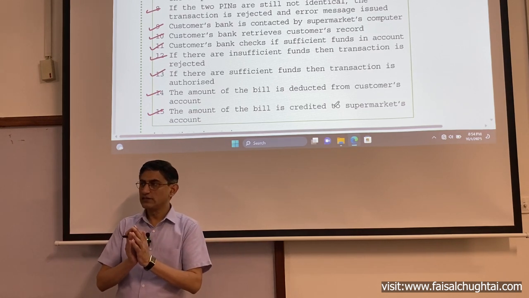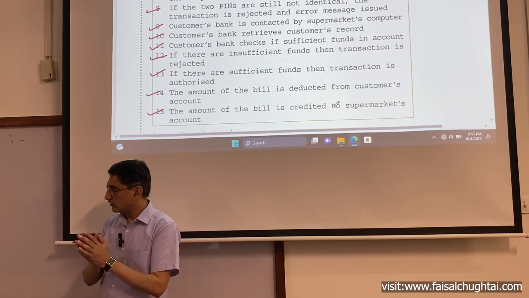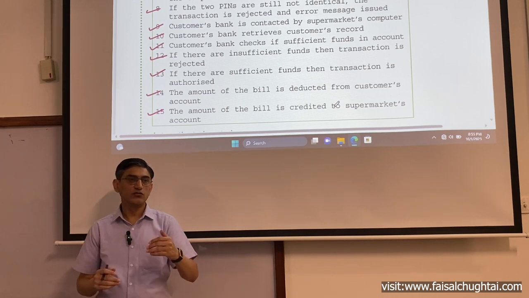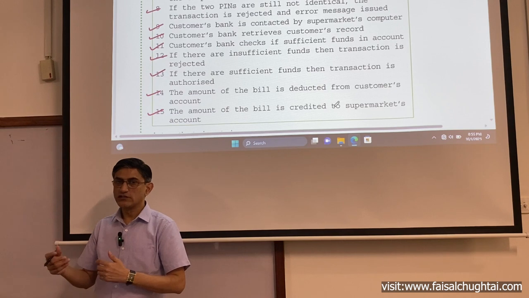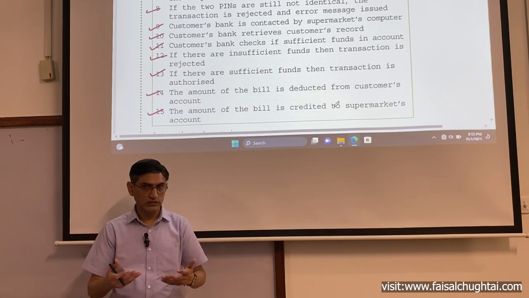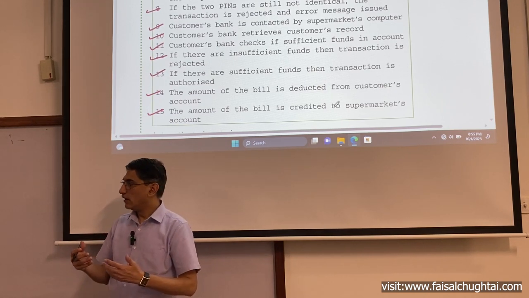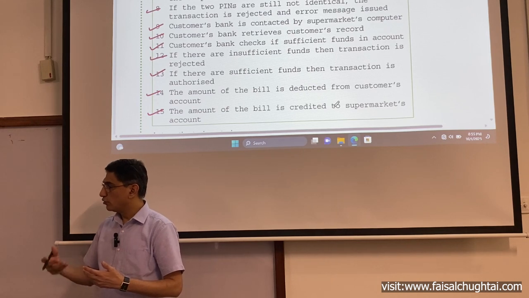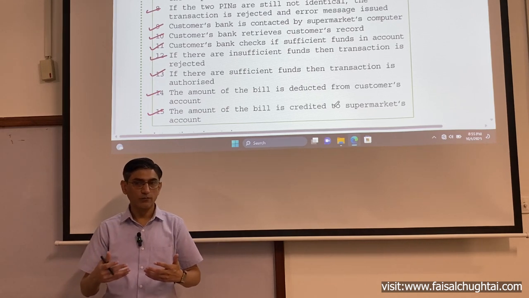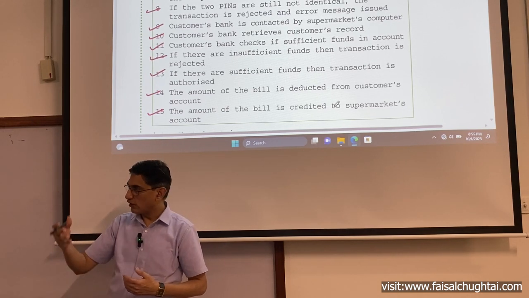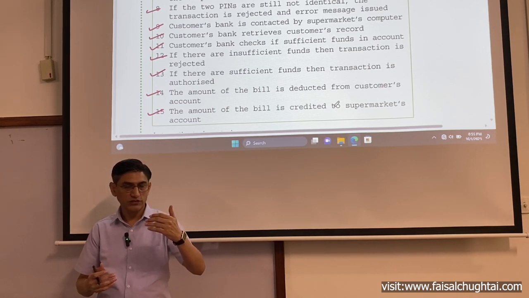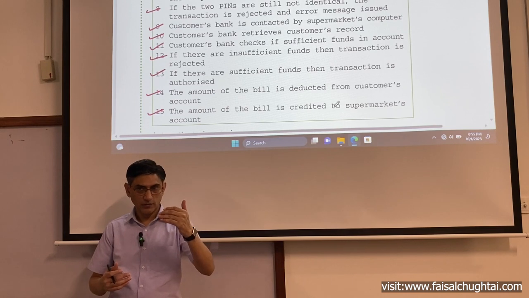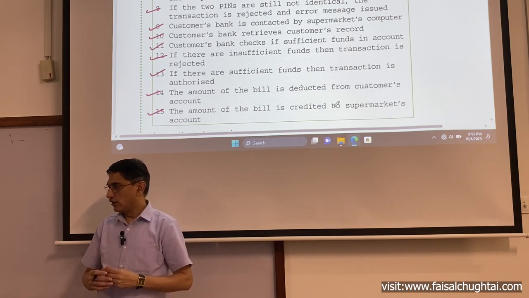The reason is that you may be given a question in the exam where you are asked to explain the process of use of electronic funds transfer at an EFT POS, when a customer pays for the goods that he has purchased from a shop. What is the process? What happens behind the scenes? So you may be required to produce this list in a particular sequence. All right.